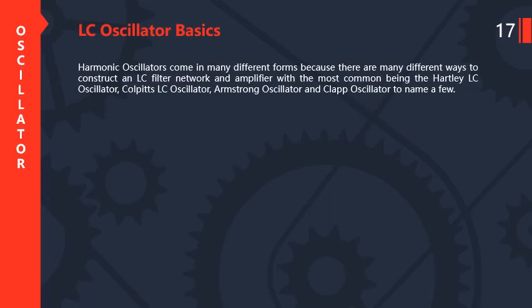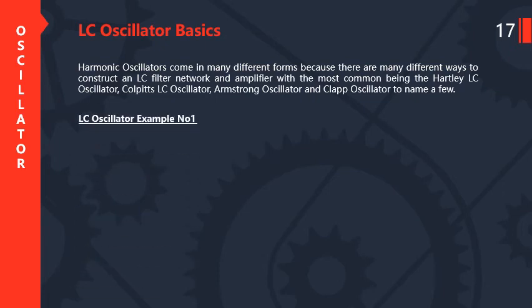Harmonic oscillators come in many different forms because there are many different ways to construct an LC filter network and amplifier, with the most common being the Hartley LC oscillator, Colpitts LC oscillator, Armstrong oscillator, and Clapp oscillator, to name a few.